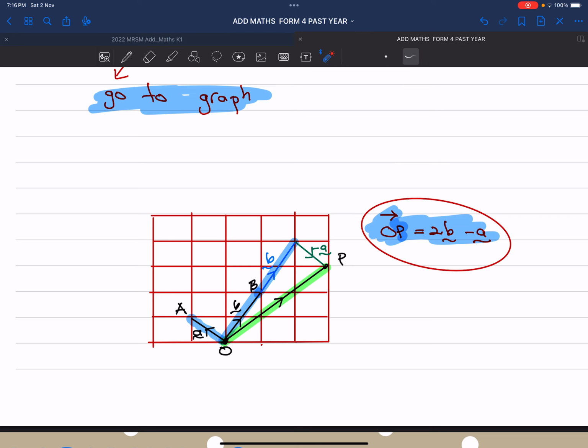So our answer is vector OP equals 2b minus a.